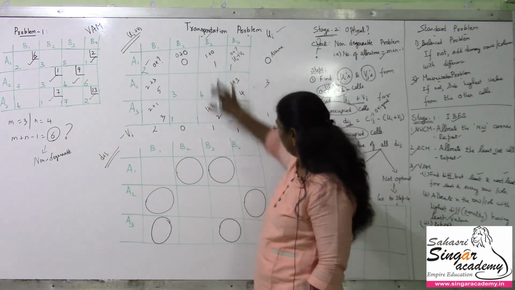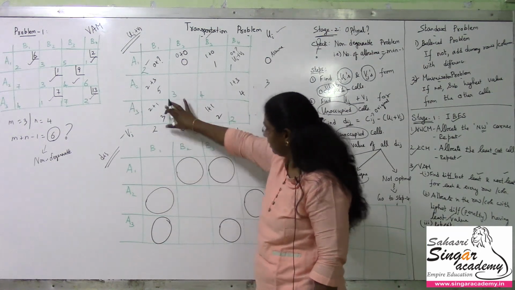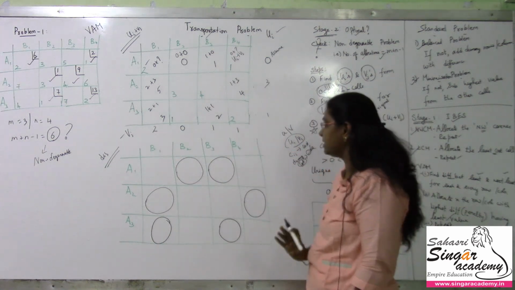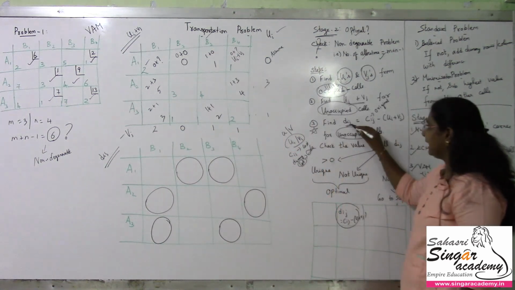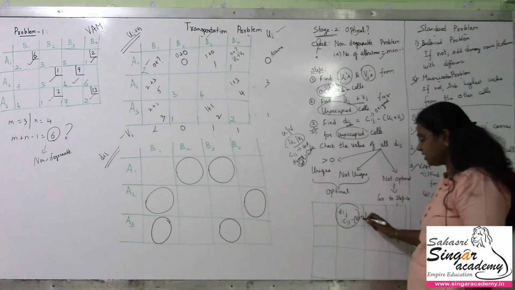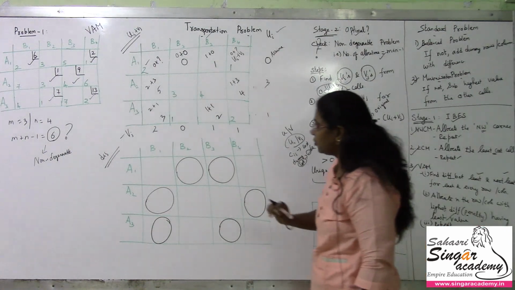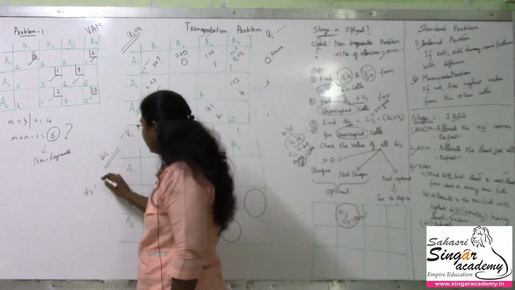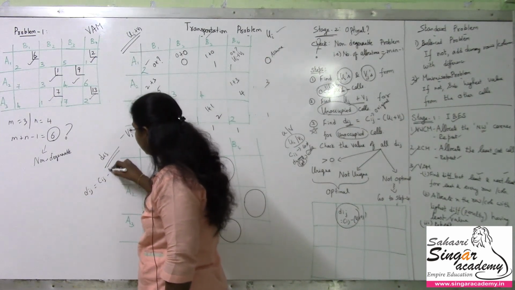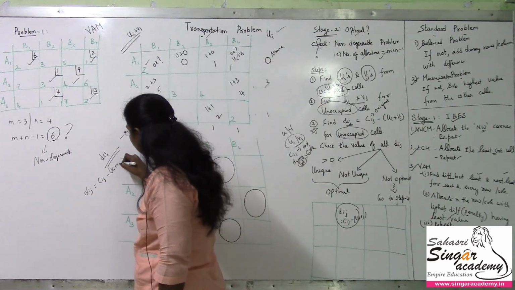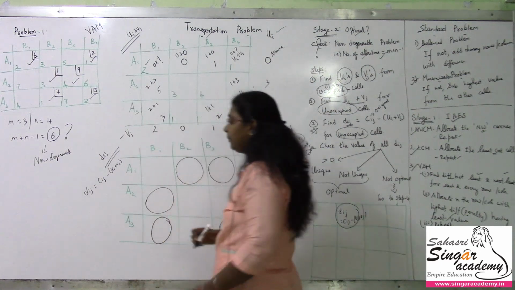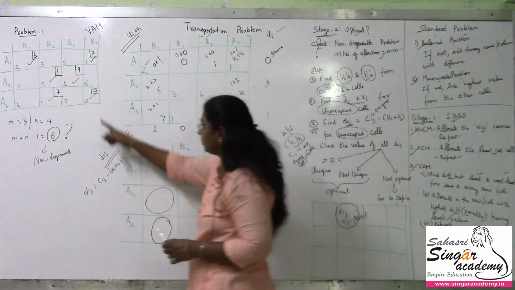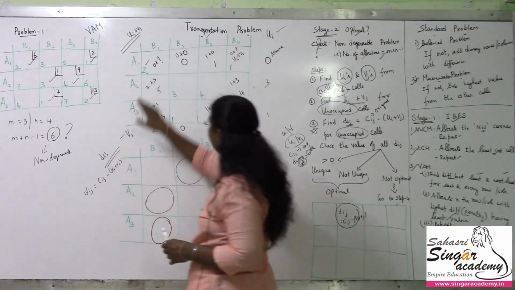In the unoccupied circles, I'm going to find my dij values, which is nothing but Cij minus ui plus vj, right? So dij is equal to Cij minus ui plus vj. I get the Cij value from the original table and ui plus vj from this table.